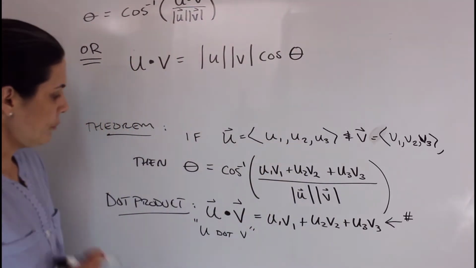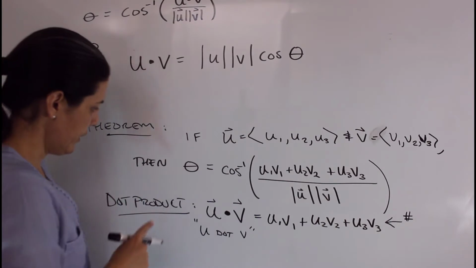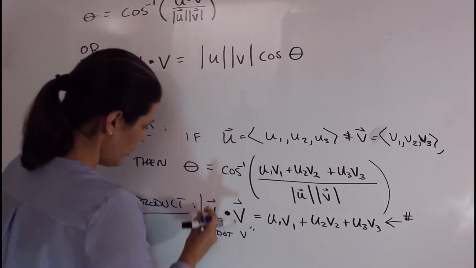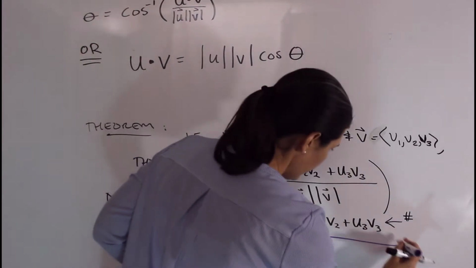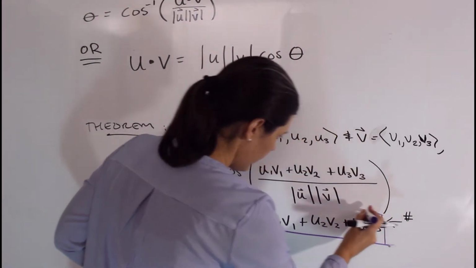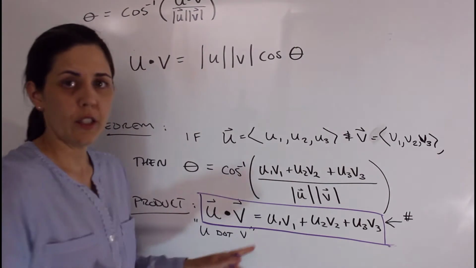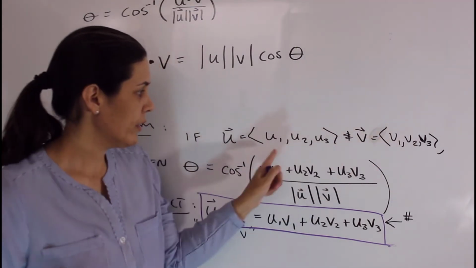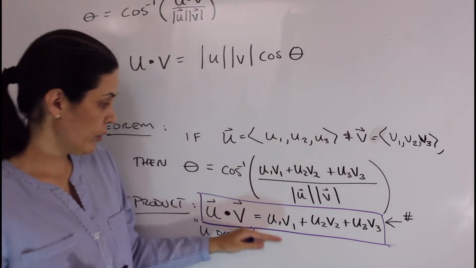Alright, so you have two things here, two versions. Here's one version of the dot product. This one you'll use pretty often. Right there. This one is useful if you know u and v in terms of their components. So you would use this version.